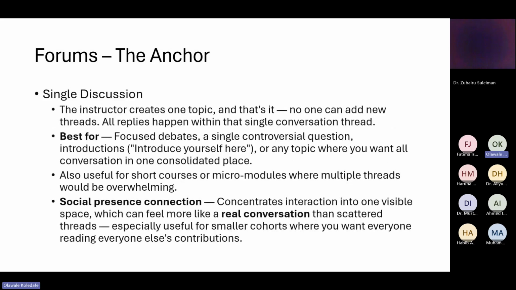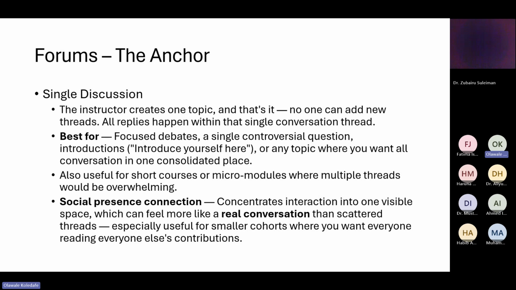All right, so we have another one called the single threaded forum, or single discussion. This is when the instructor creates a topic, and no one can add a new thread except to reply. So the instructor will be the one to initiate the idea. They will be the one to generate what we want to talk about. Other students cannot create their own, but they can all respond to that same thread initiated by the instructor. So this is best for focused debates.